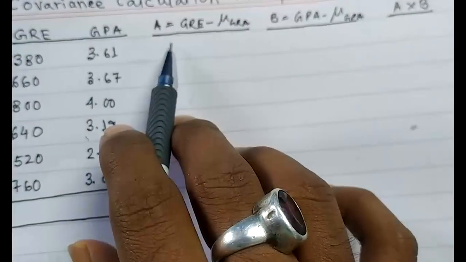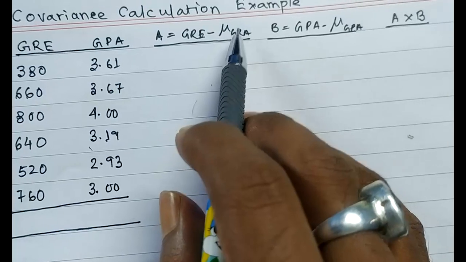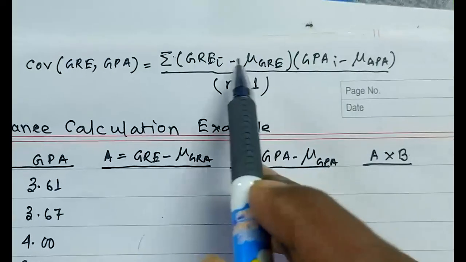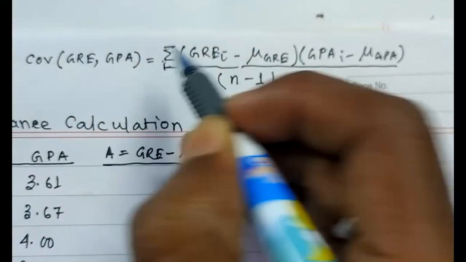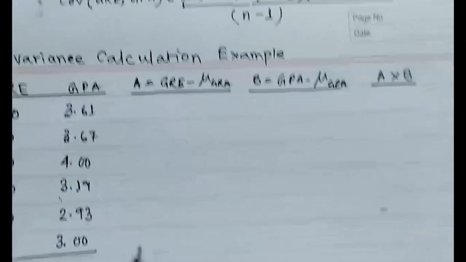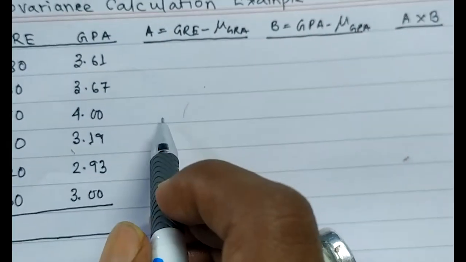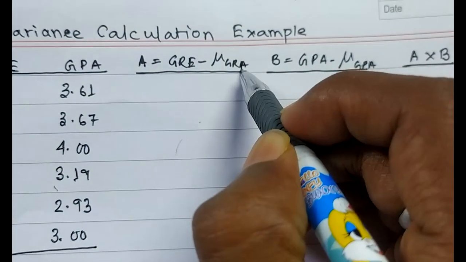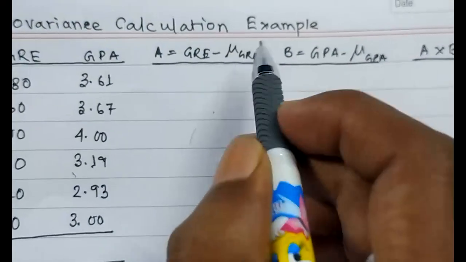So first we will calculate a variable A, which is GRE minus mu of GRE, because we have to calculate this for every i. This is a summation over i. So for every i we have to calculate this. So let us calculate this A, GRE minus mu of GRE. So what is the value of mu GRE? First we need to find that out.